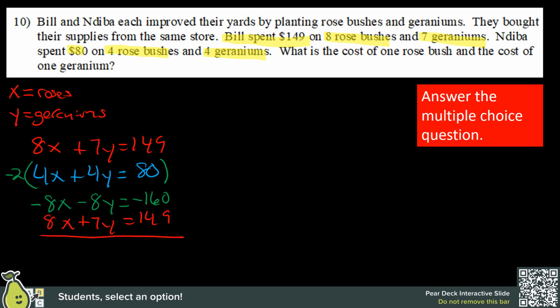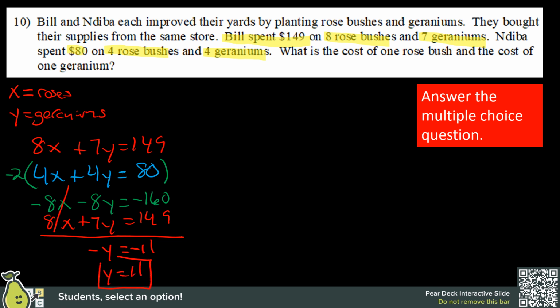So -8x plus 8x, that simplifies out, right? -8y plus 7y is -1y equals -160, okay? Minus 149, okay? So 160 minus 149 is 11. Actually, it'd be -11, right? Well, -y equals -11, so that means that positive y equals positive 11.